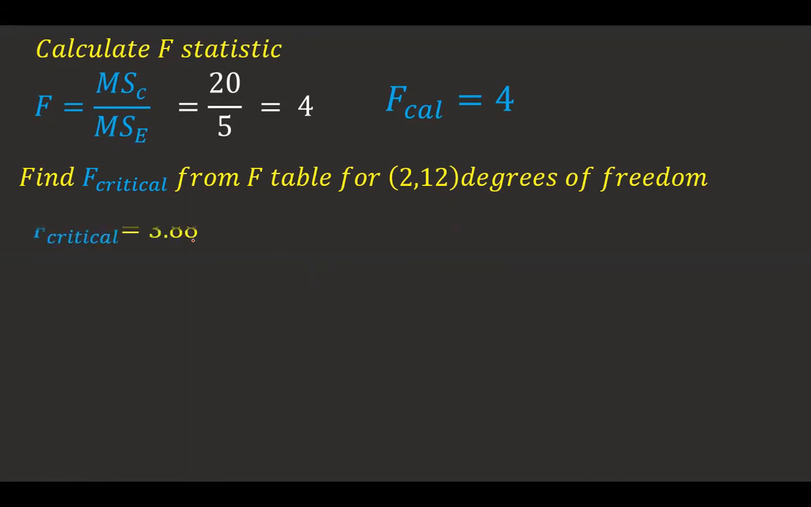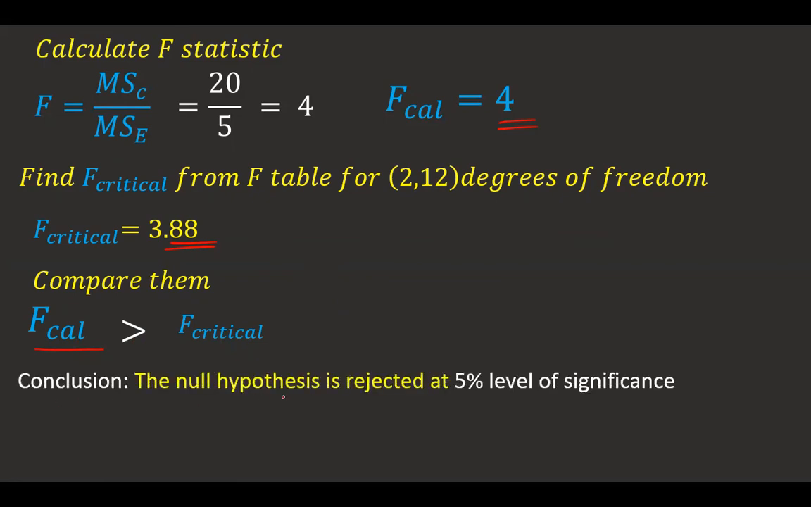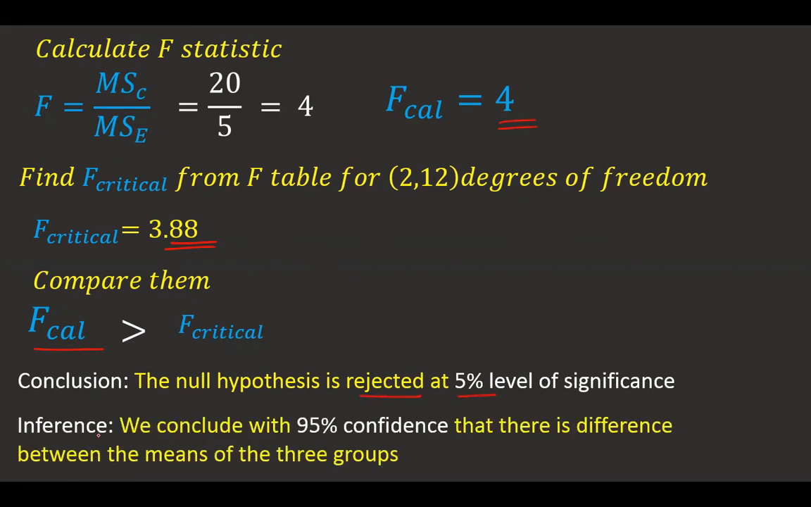So the critical value from the F table for 2, 12 is given as 3.88. Here I'm going to compare them. F calculated value is 4, and F critical value is 3.88. So F calculated value is greater for us. When F calculated value is greater than F critical, the null hypothesis is rejected at 5% level of significance. Then what is the inference? We conclude with 95% confidence that there is a difference between the means of the three groups.